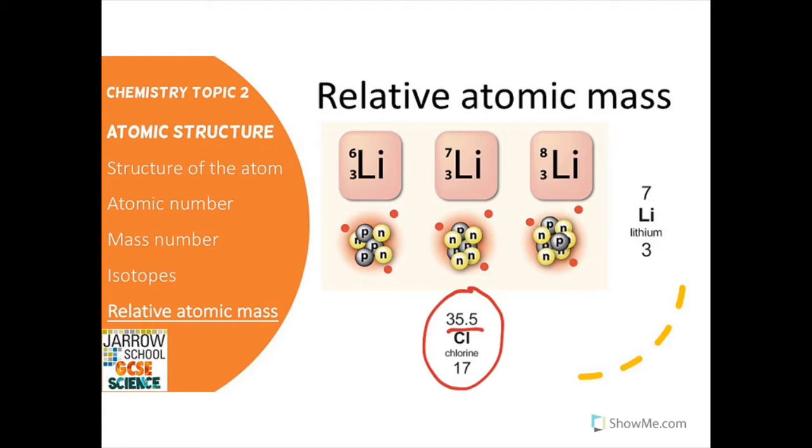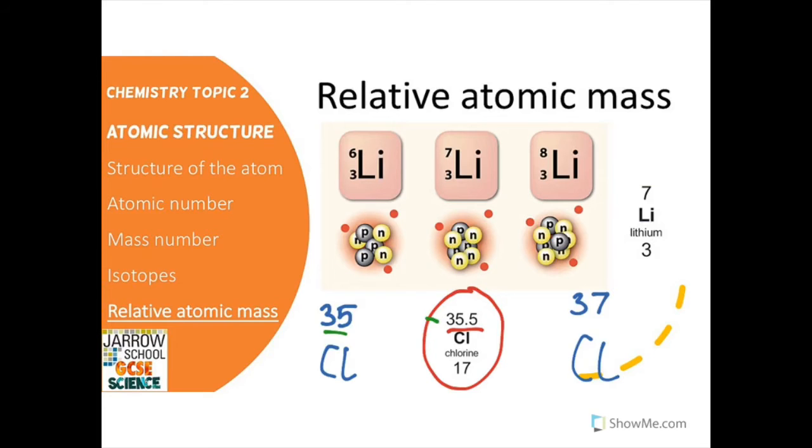Now, how can this be? Because chlorine can't have 35.5 protons and neutrons. The reason why is because there are 2 isotopes of chlorine found in nature. There is chlorine-35 and chlorine with a mass of 37. Which one of these do you think is found in the highest abundance? Pause the video now and have a guess.